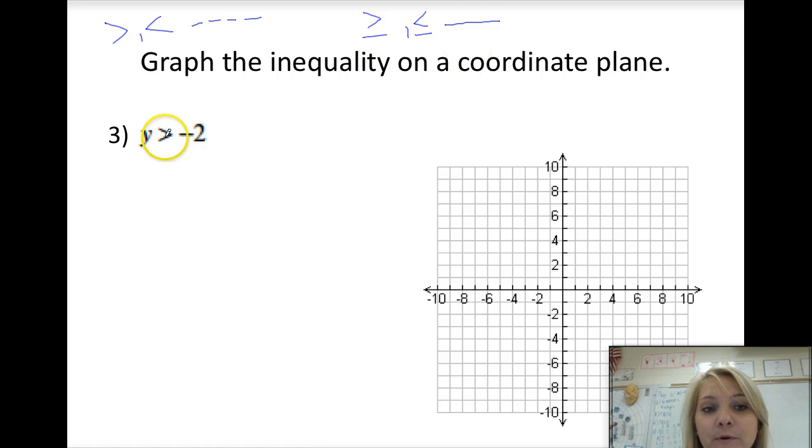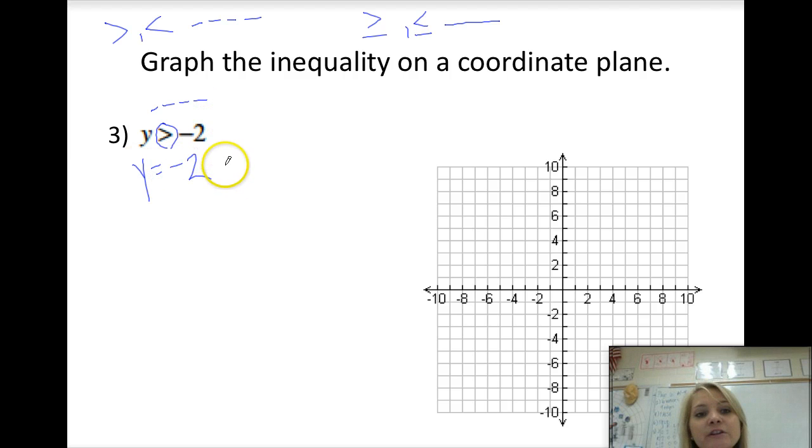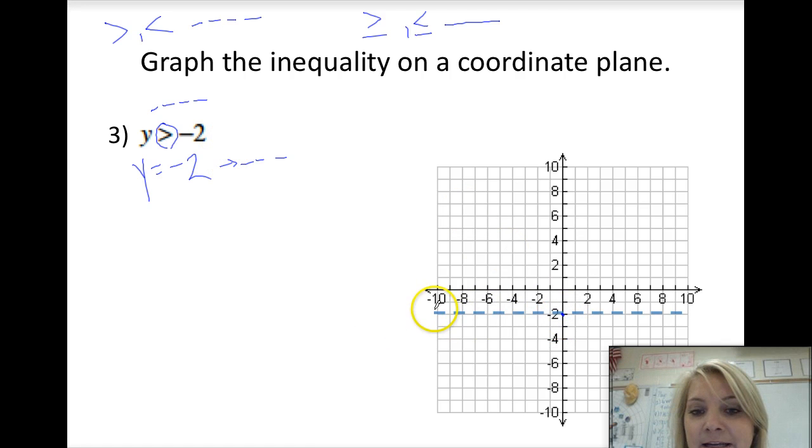So first we're going to graph this linear line, and since this is a greater than sign and not an equal to, it's going to be graphed with a dashed line. So you're graphing it just as you would the equation y = -2, but with a dashed line. So when we have y equals a number, it's going to be a horizontal line at that y value. So it's going to be horizontal when y is -2, and once again it's going to be dashed.